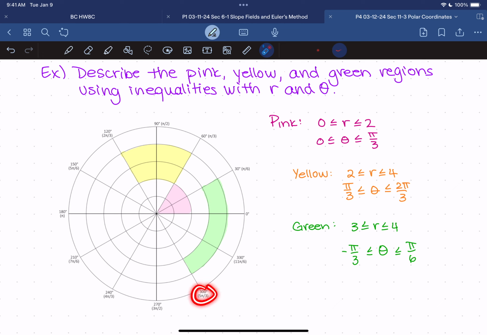So now we can start down here and go in the positive direction and increase to pi over 6, and that will take care of all of the green, because pi over 3 is coterminal to negative pi over 3. And so that would have to be the inequality that we use. Okay, so there's that.